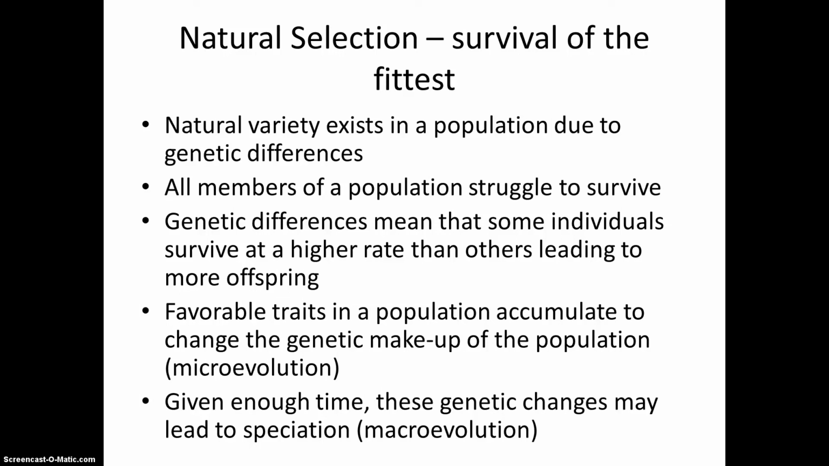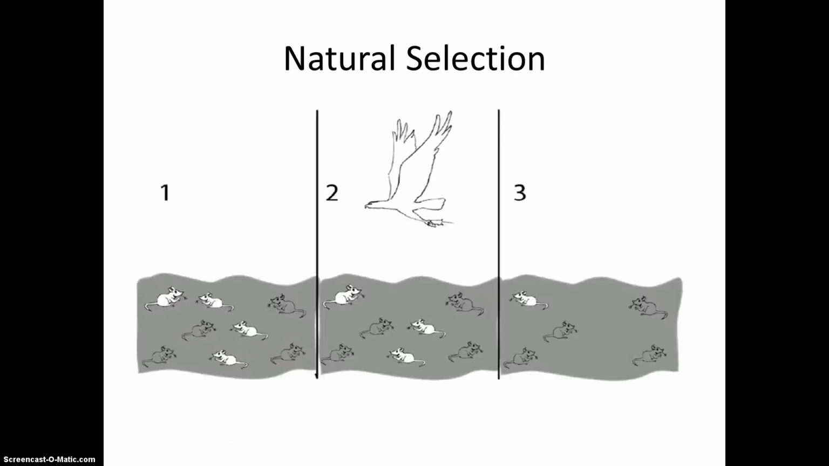And finally, if we look over a very, very long period of time, geologic time, those genetic changes that accumulate can lead to speciation, or making a new species. And that is macroevolution, large scale. Here's the example. If you look at time 1, I have an equally divided population of white mice versus gray mice with no predators. In this situation, all of my mice can interbreed, and there is no preference to color.